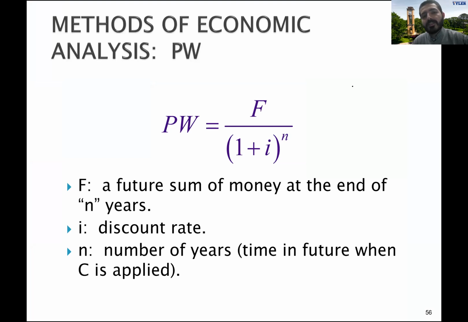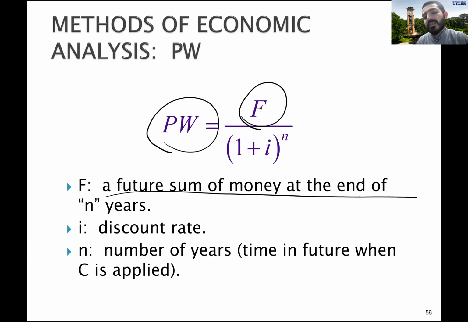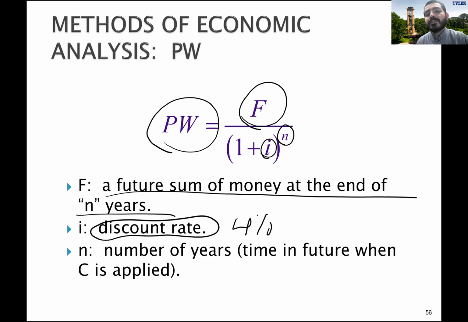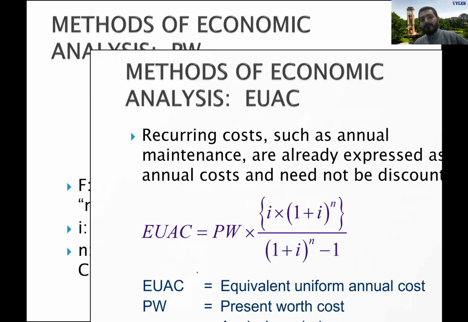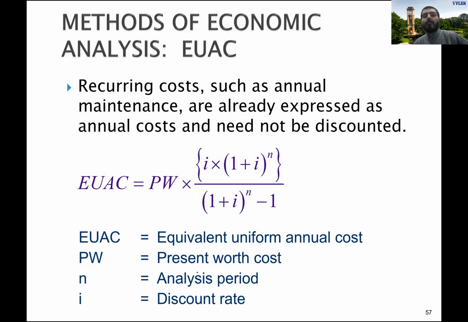So this is the present worth equation. Present worth for any technique is equal to F, which is the future sum of money at the end of n years, over (1 + i) to the power n. Here i is the discount rate, typically 4%, and n is the number of years, the time in the future when the cost is applied.